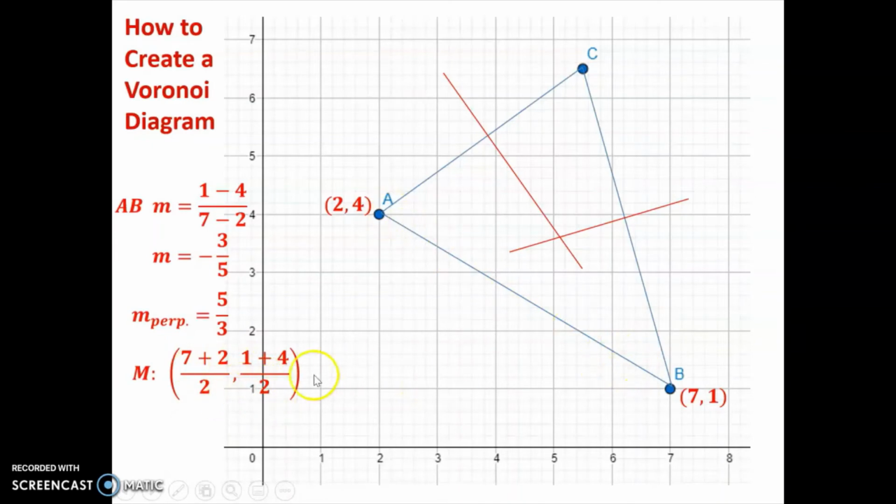So find the midpoint. Okay, the midpoint is 4.5, 2.5, which is about here. So now we know when we draw our perpendicular bisector, it will pass through there. And we know the slope as well. So let's continue with the equation. To find the equation of the perpendicular bisector, now we have a slope and a point. So use those two to find an equation.